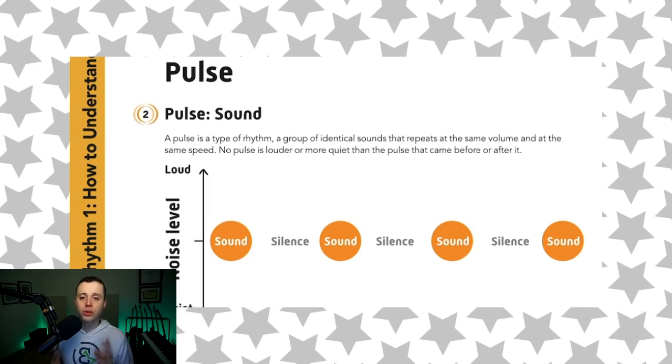In this lesson, you are going to learn about pulse. A pulse is a type of rhythm. It's a group of identical sounds that repeats at the same volume, so the same loudness, and at the same speed. So it's not going to speed up, it's not going to slow down. No pulse is louder or more quiet than the pulse that comes before or after it. A pulse is a group of completely identical sounds that are all exactly the same. There's no difference between them.